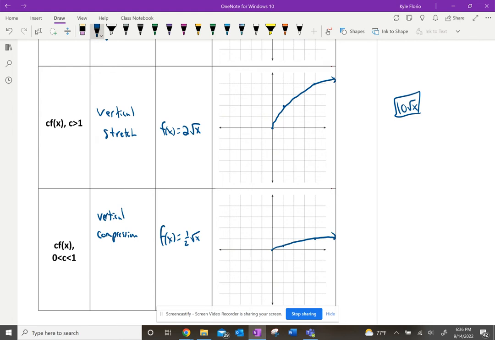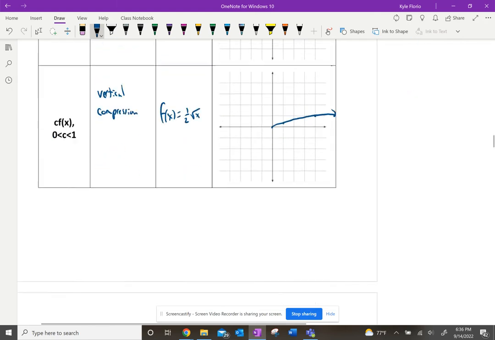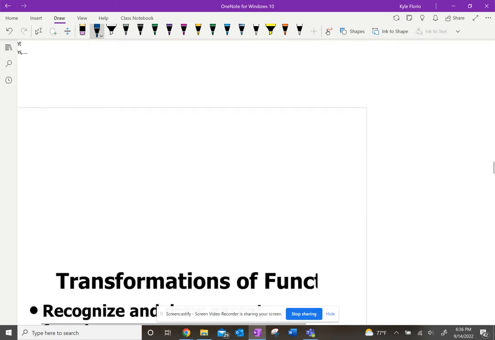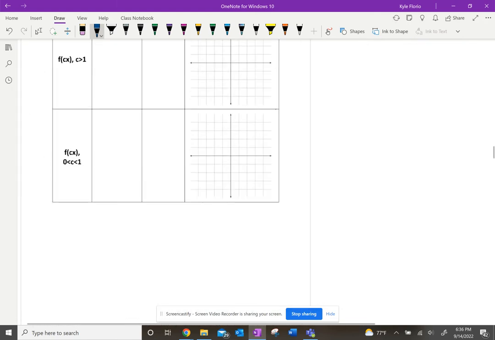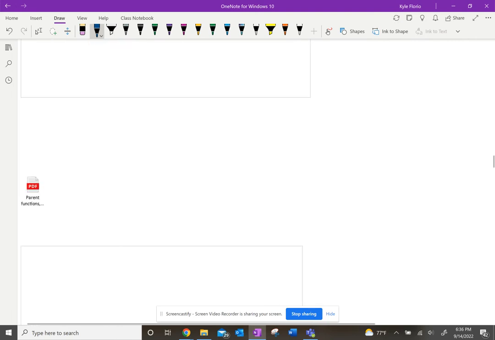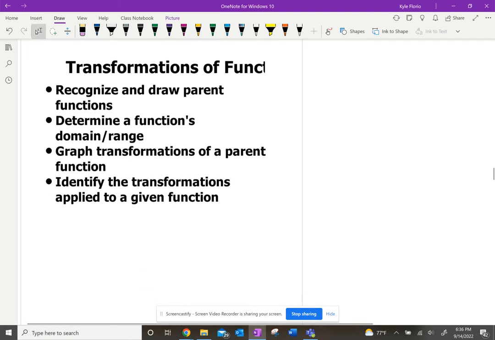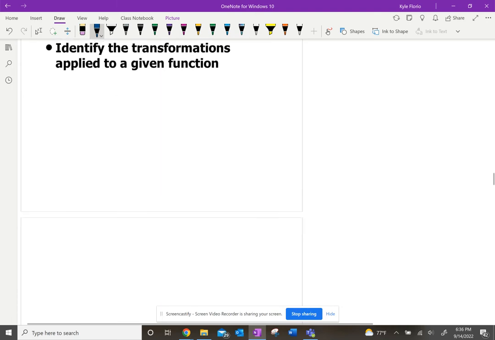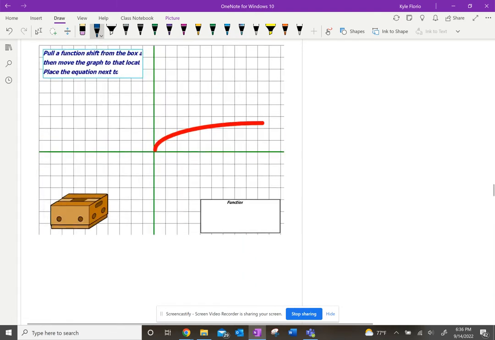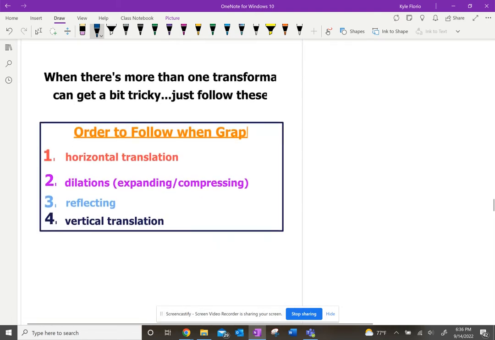All right, so let's jump down to the notes here. I'm going to skip these guys for now. Don't worry about them. These are some examples that you are going to have to do on your own for homework and on the quiz. So: recognizing the parent function, what's the domain and range, graph the transformations, and identify the transformations given the graph. Let's skip that for now.